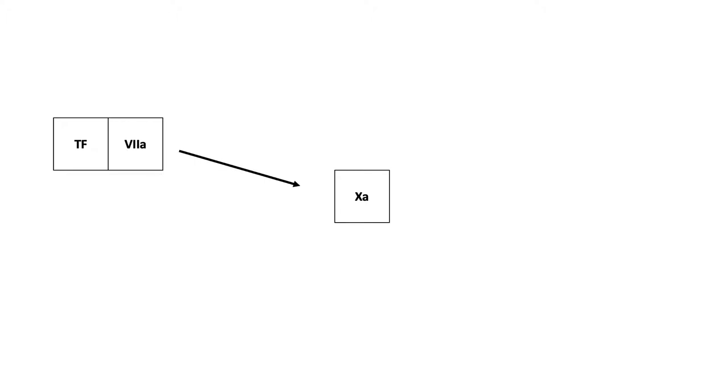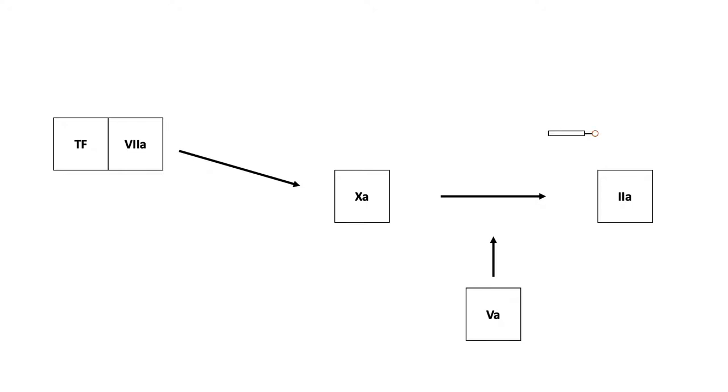Activated X has as its cofactor activated factor V. This cofactor helps factor Xa convert prothrombin, factor II, to thrombin. Thrombin cleaves the zymogen fibrinogen and converts it to fibrin. Fibrin monomers combine to create fibrin strands, which are ultimately cross-linked by factor XIII to produce a strong fibrin clot.